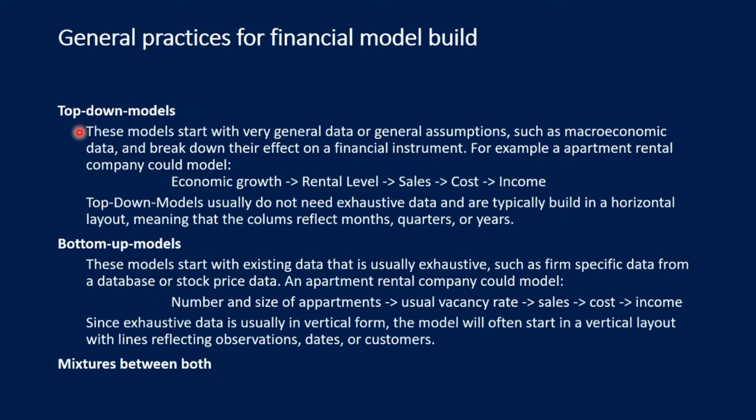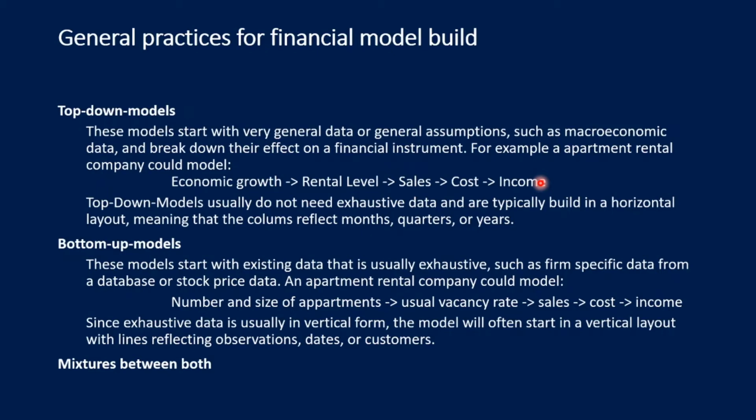So let's make an example. An apartment rental company could model economic growth. If the economy grows faster, the rental level will rise. Accordingly, the sales will rise. The cost will also rise, but then at the end, there's the income. So top down from economy to the income. Well, most business models are made top-down because there is no reason to go bottom-up.